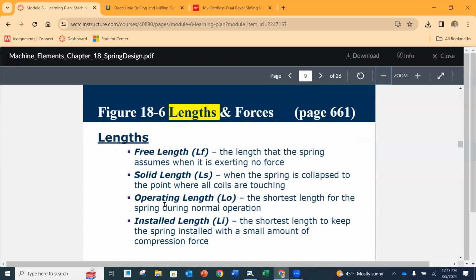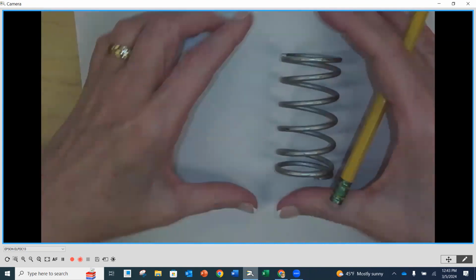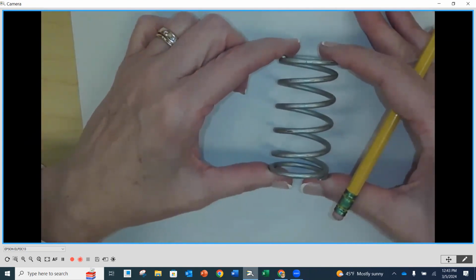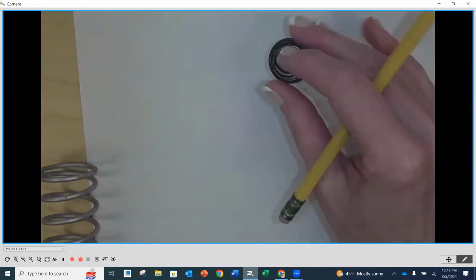Then lengths. Lengths are going to be very important too, especially when we're trying to incorporate them into a design. So the different lengths that we can get out of a spring are, number one, the free length. The free length is the length of the spring that it assumes when there's no force on it. As I have a spring, for instance, sitting on my table here, without any force on it, this overall length is what we call our free length. Same thing with this one: this would be the free length from the very top to the bottom without any sort of force on it.